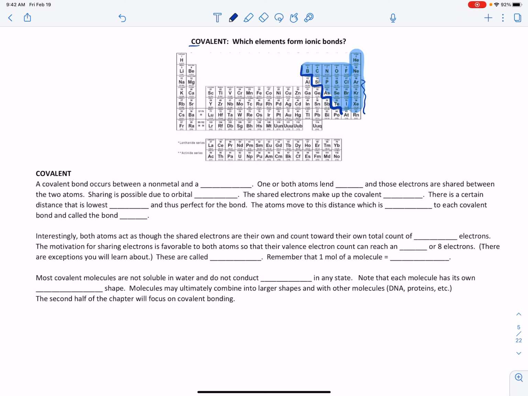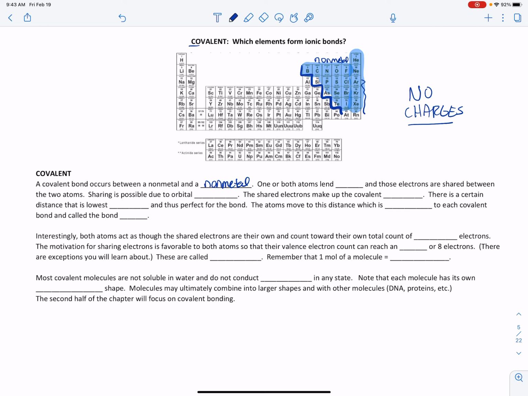So that's what we're talking about. We're talking about that one side of the chart. And remember, we aren't talking about charges anymore because our electrons are not being transferred. They're being shared. So there are no charges involved here, at least not on the elements. So a covalent bond occurs between a non-metal and a non-metal. These are the non-metals, all of these are. The left side is the metals.